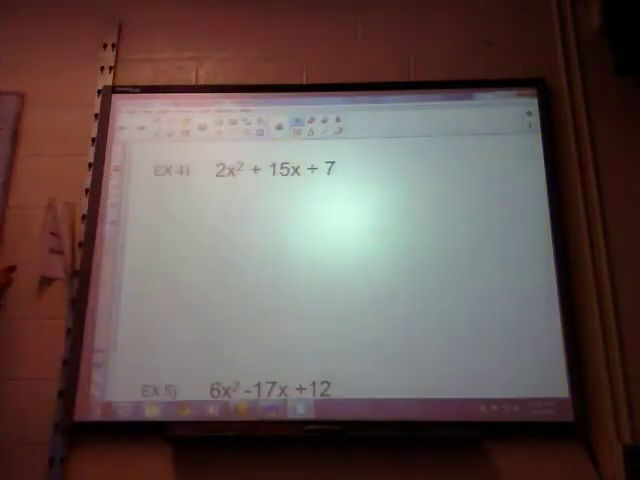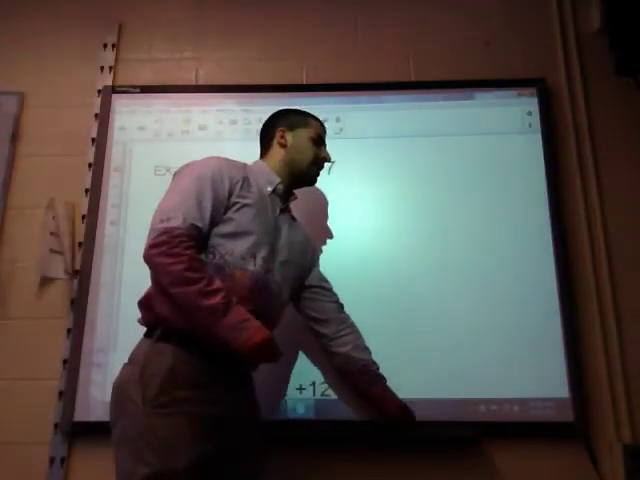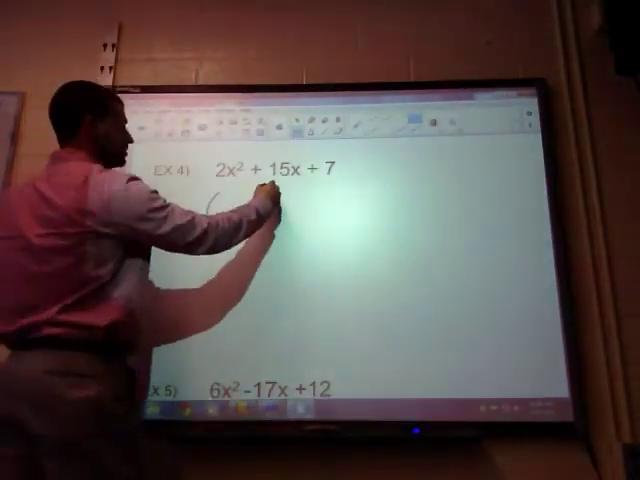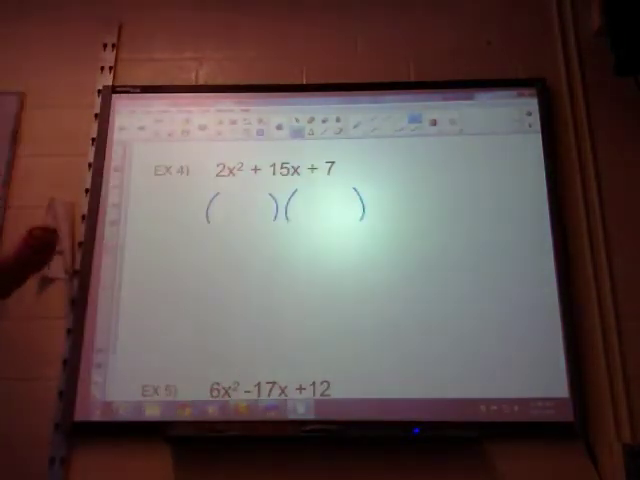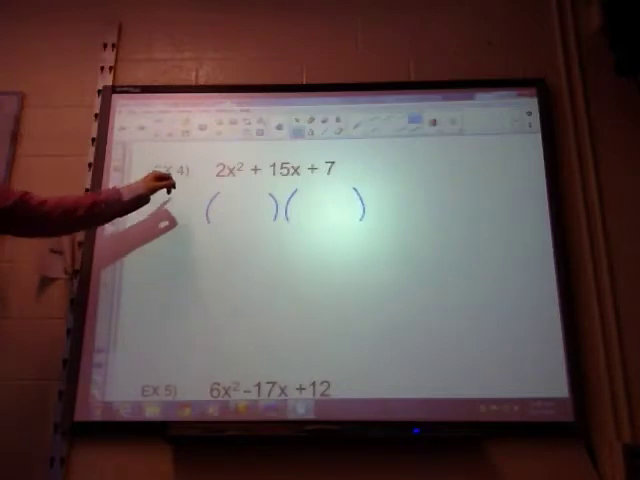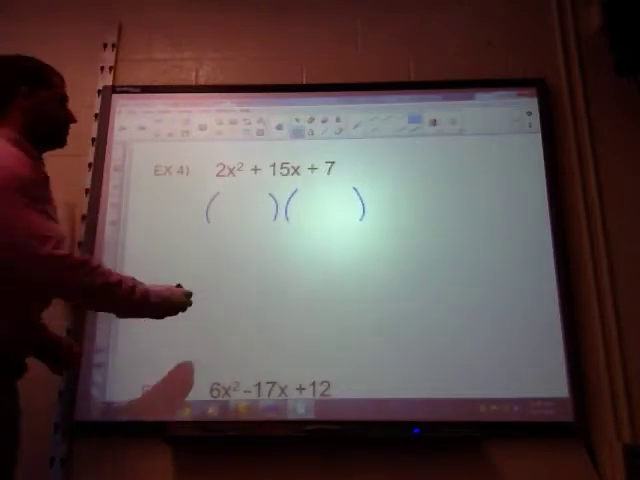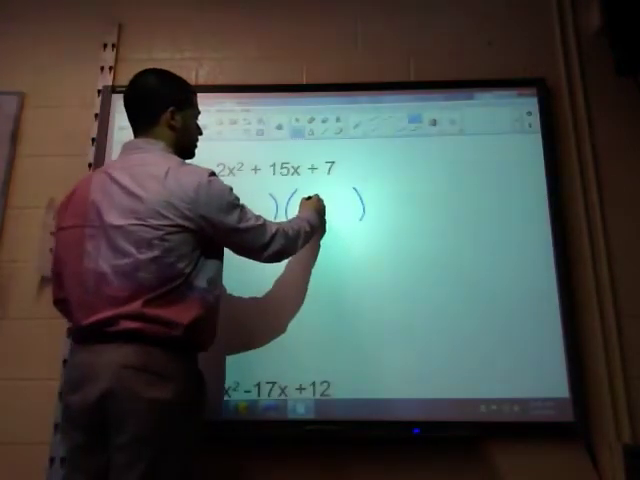So we have 2x squared plus 15x plus 7. Again, we need to multiply two binomials to get to this, so we've got to break it down when we factor it into two binomials. Let's think of all the ways that we could get to 2x squared. Well, we definitely have to have an x times x again.